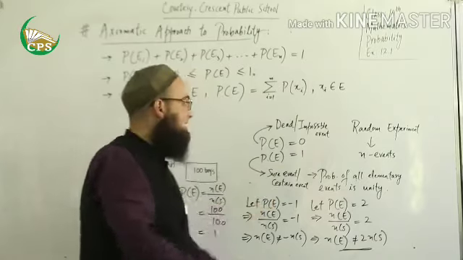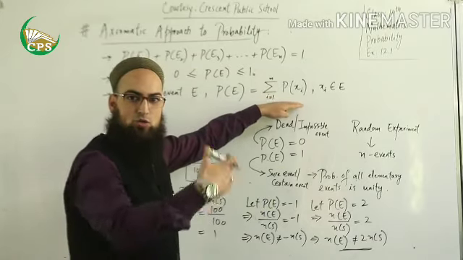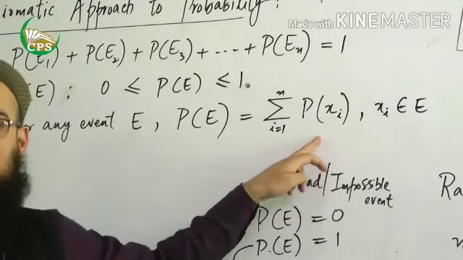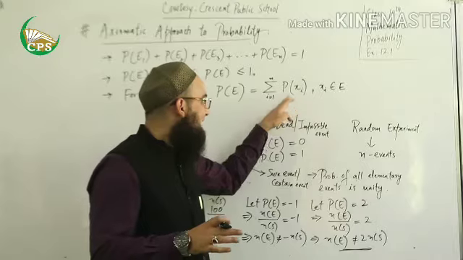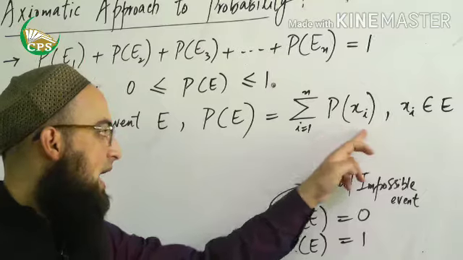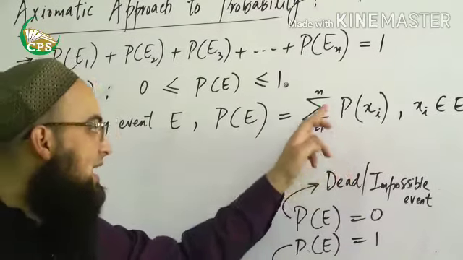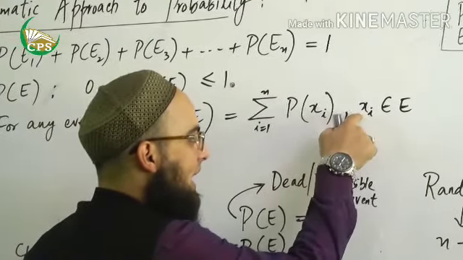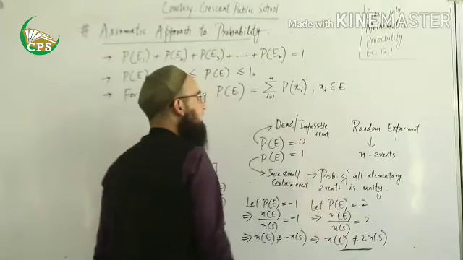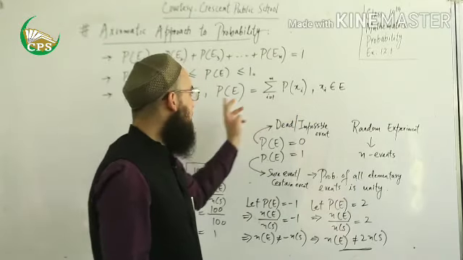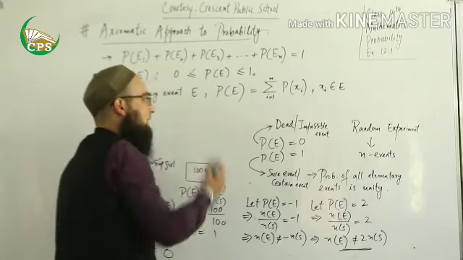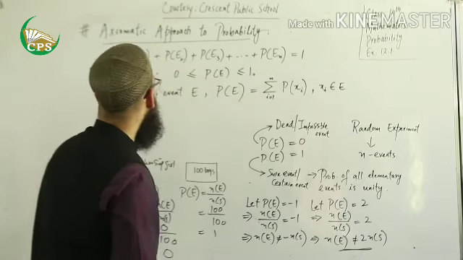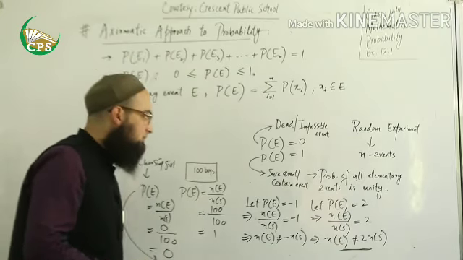Let us say those elements are x1, x2, x3, x4. Now if I find the probability of x1, probability of x2, probability of x3, and then sum up those individual probabilities, I'll get the probability of the event, and I said xi belongs to E, because these are all members of E. So in that case, probability of event is equal to summation of probability of individual elements. That was number 3, and this is the axiomatic approach to probability.